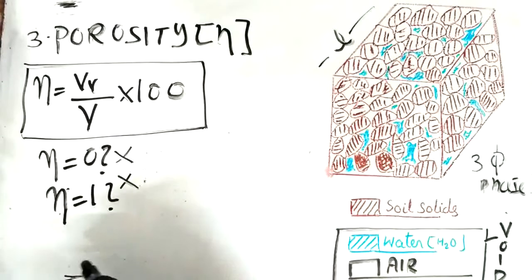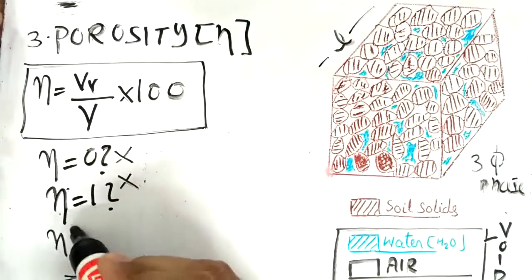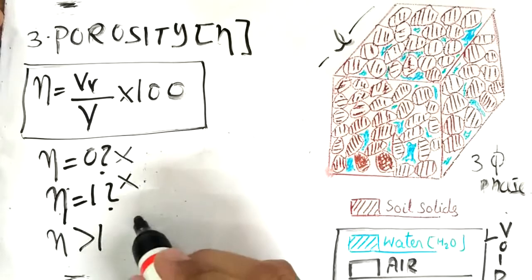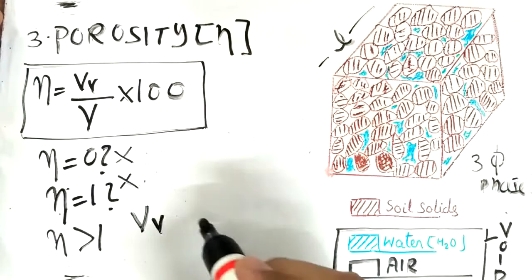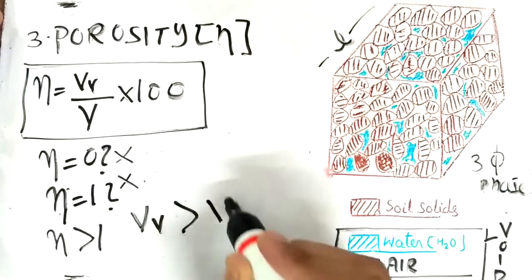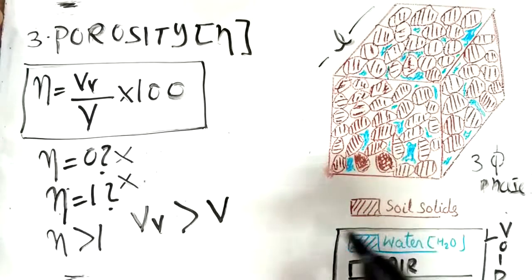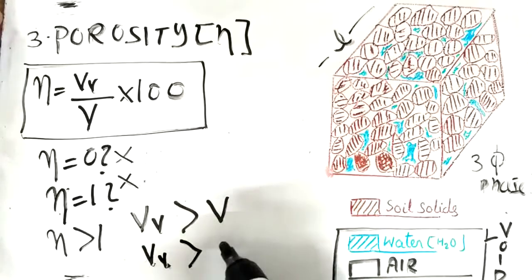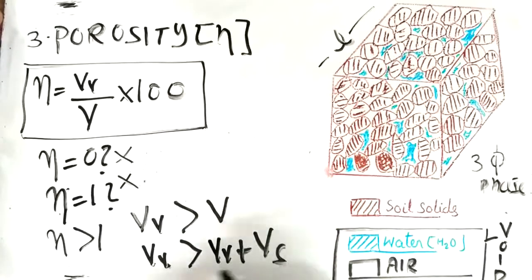Now let's talk about the third case. Can my porosity be greater than 1? When will my porosity be greater than 1? If my volume of void is greater than total volume of soil sample. And can this happen? This cannot happen, because my volume of soil is nothing but volume of void plus volume of solid, and the RHS, that is volume of void plus volume of solids, cannot ever be smaller than my volume of voids. So this case is also not possible.